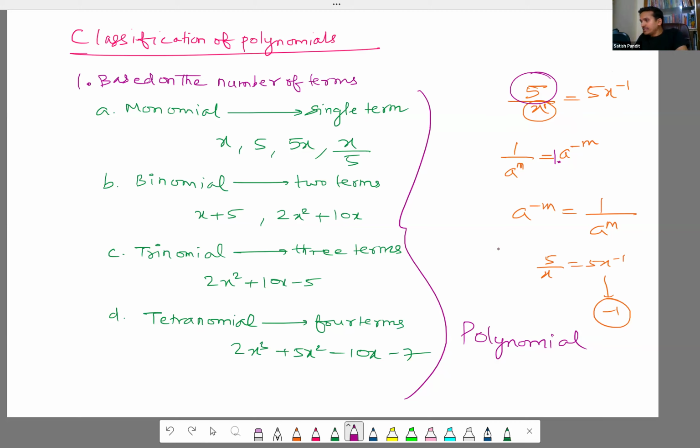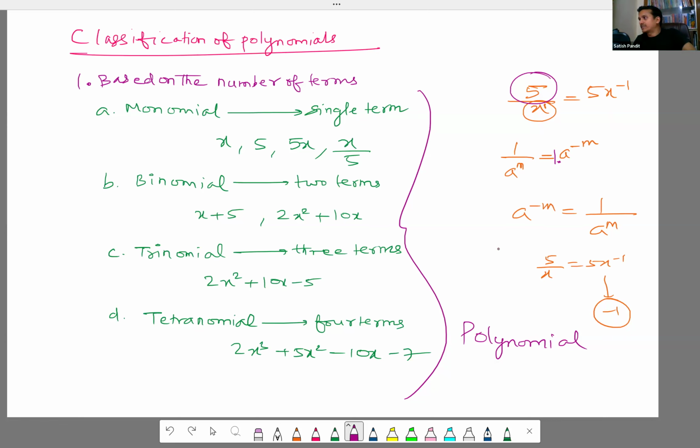Yes. Now see, whenever you're finding a polynomial, don't look at the constant, only the variable power. Variable power only you look at. Variable power is negative, so it is not a whole number. That is why it is not a polynomial. Variable power alone we have to see.